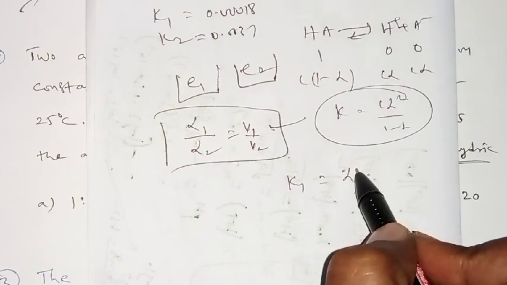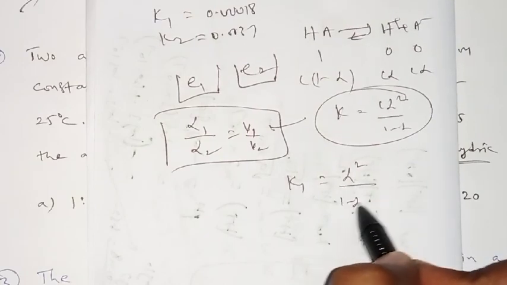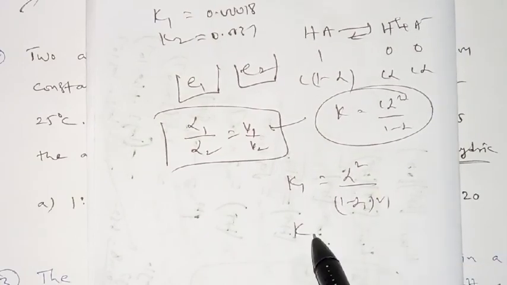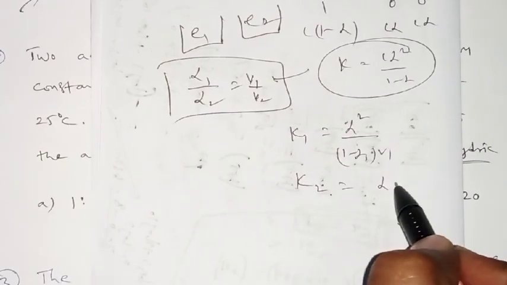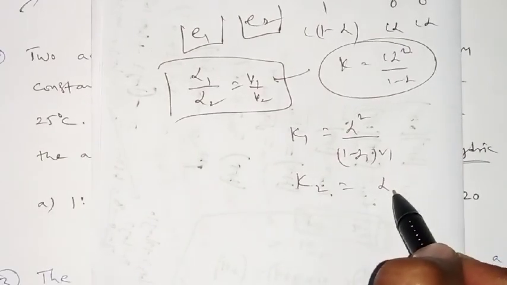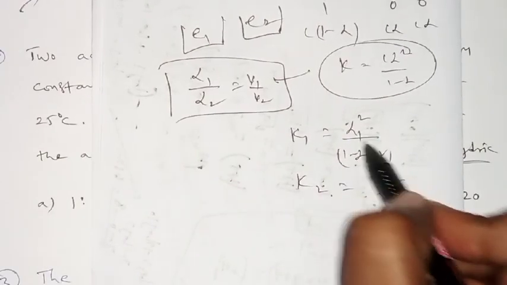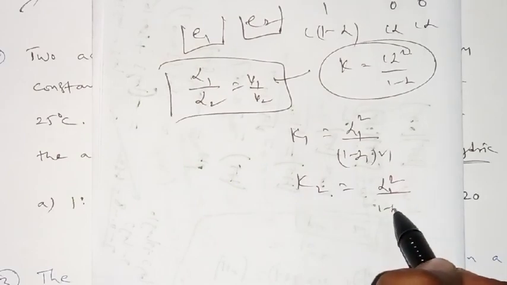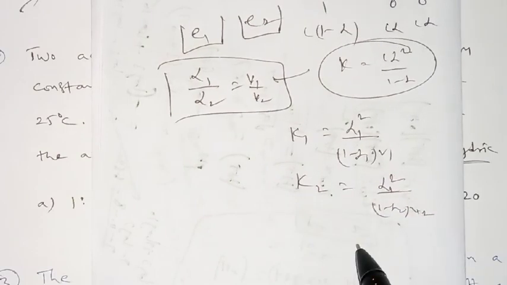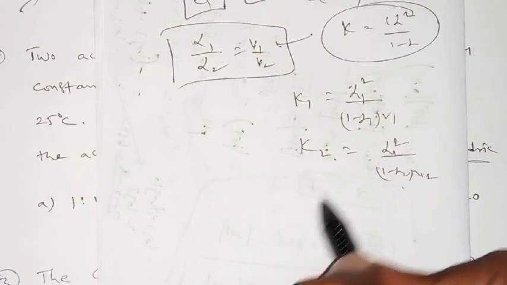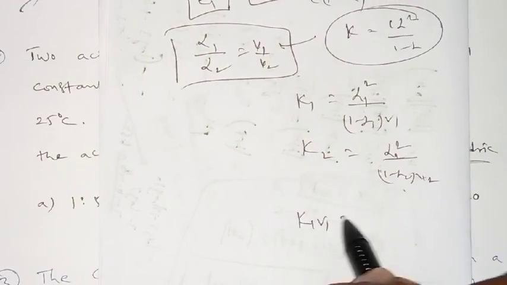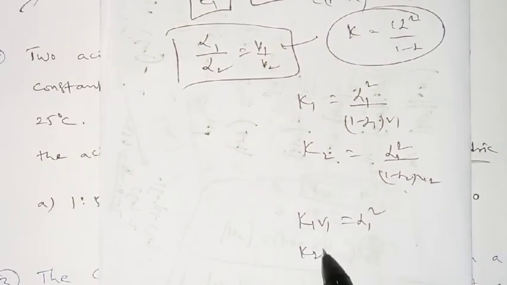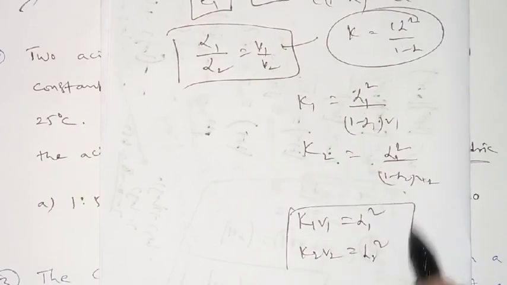But here two solutions are there. So we get K1 equal to alpha 1 square by 1 minus alpha 1 into V1, and K2 equal to alpha 2 square by 1 minus alpha 2 into V2. From here what relation do we get? K1 V1 equals alpha 1 square, and K2 V2 equals alpha 2 square. Again, this is the relation between alpha, K and V.